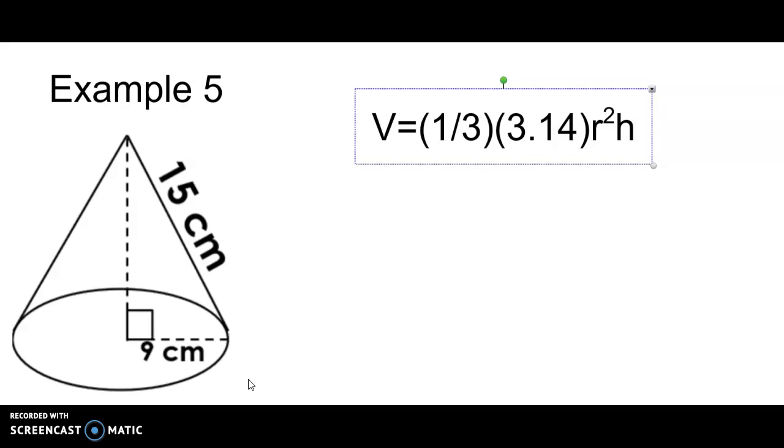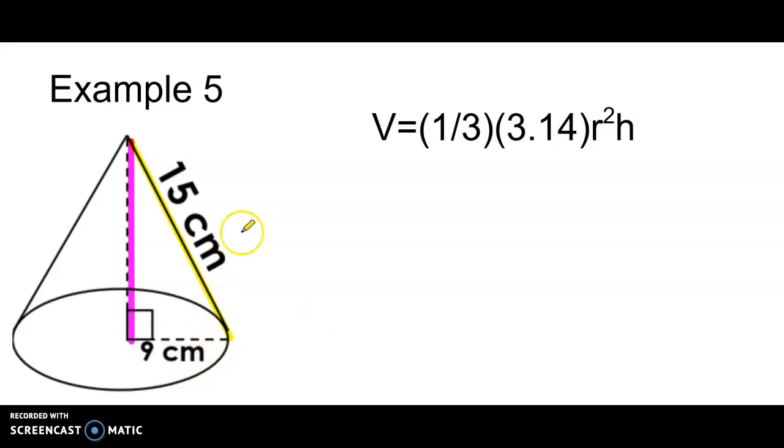So for example 5, we have a cone. But what I want you to see is that you do not have the height of this cone. It would be very easy to look at that, but what you have here is what's called the slant height. We can use that to find the height of this cone, because we have a right triangle hanging out right there.